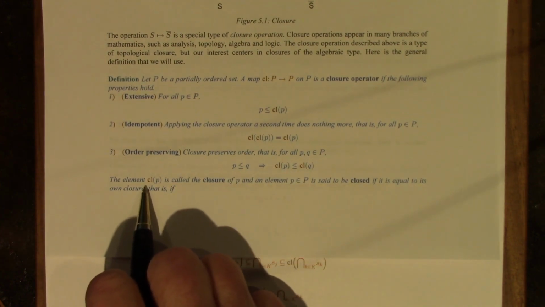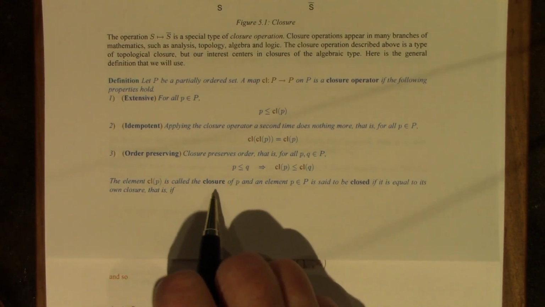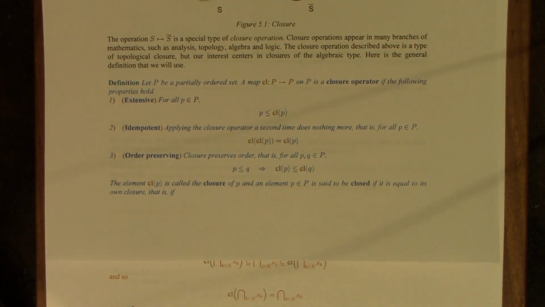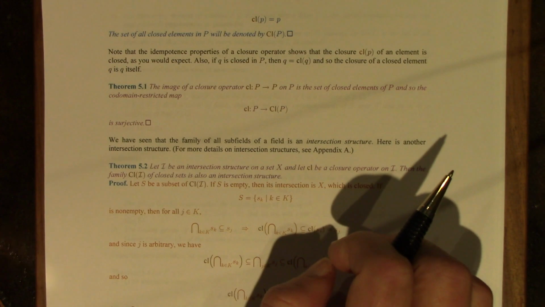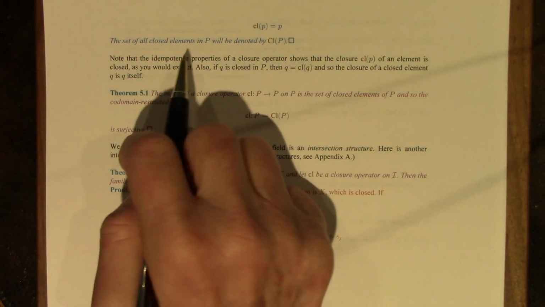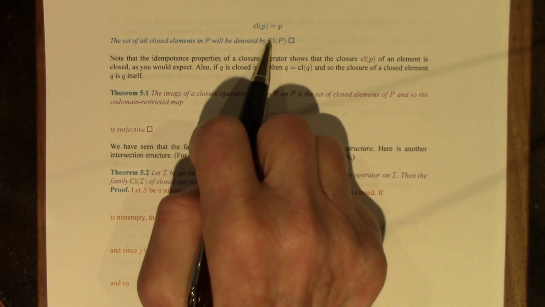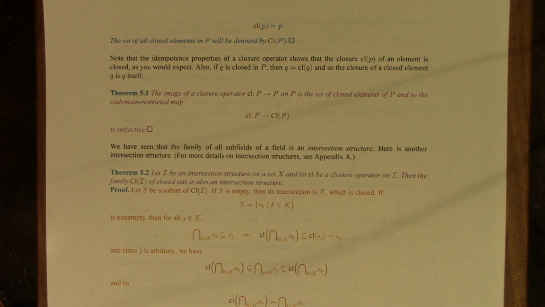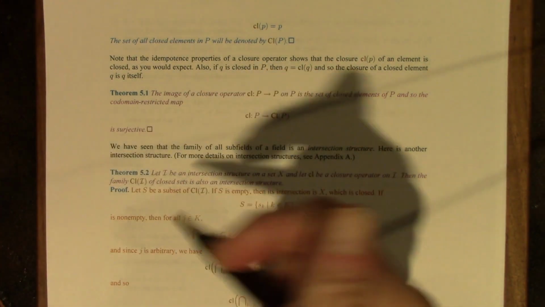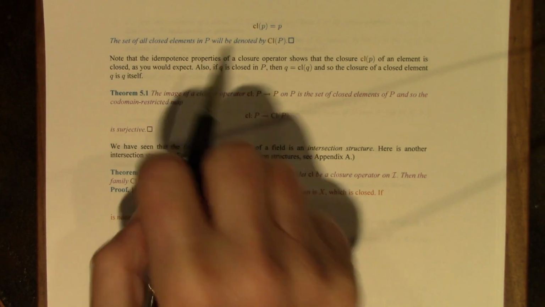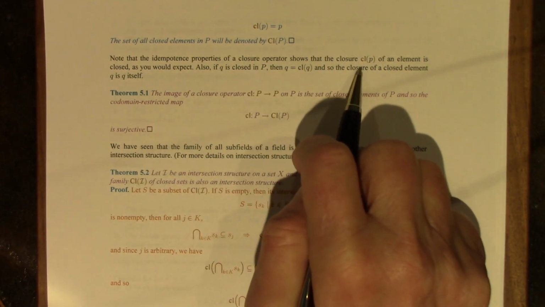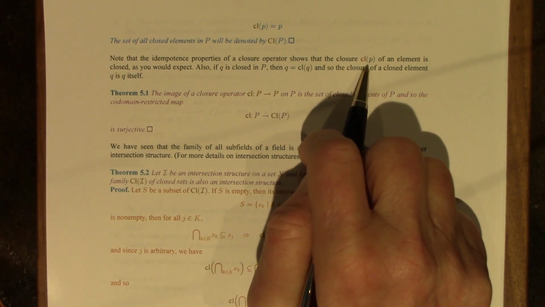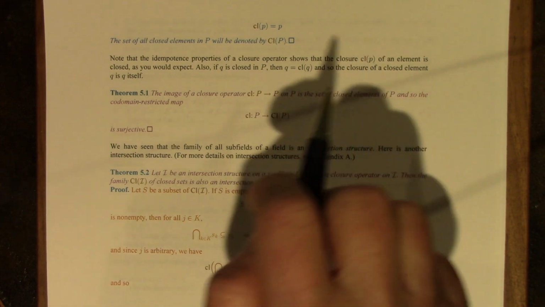So the element CL of P is called the closure of P, and an element is said to be closed if it's equal to its own closure. I'm going to denote the set of all closed elements of P by capital CL of P. Now, it's clear from the idempotence property of a closure operator that the closure of an element is closed. That's rather important. It's something you would expect.